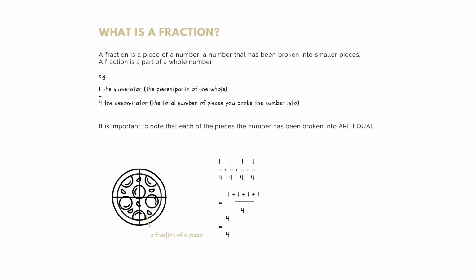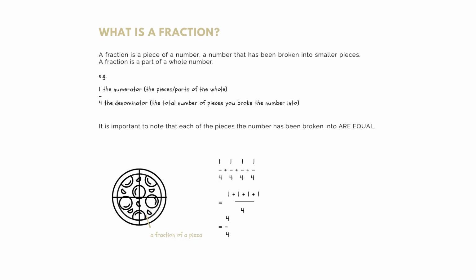Let's start off by discussing what a fraction is. A fraction is a piece of a number that was broken up into equal pieces. So essentially, a fraction is a part of a whole number. Now, a fraction has something called a numerator and a denominator. The denominator tells you the total number of pieces that number was broken into. So let's say, for example, you took the number 4 and you broke it up into 4 equal pieces, whereas the numerator tells us the pieces that we're considering. Let's say, for example, you had 1 sweet out of 4. Your denominator would be 4, whereas your numerator would be 1.